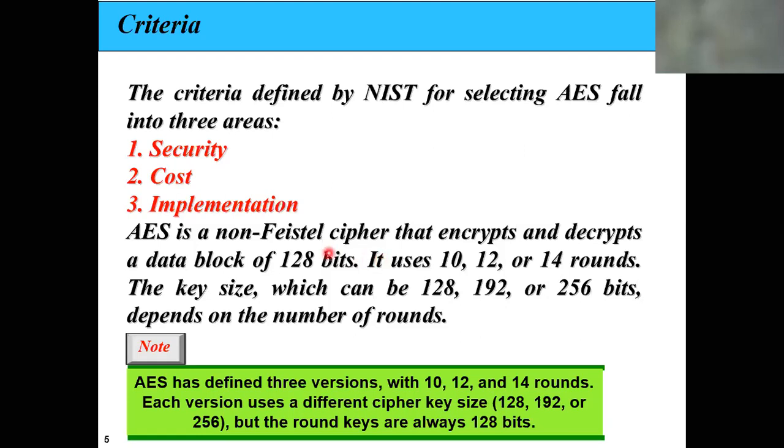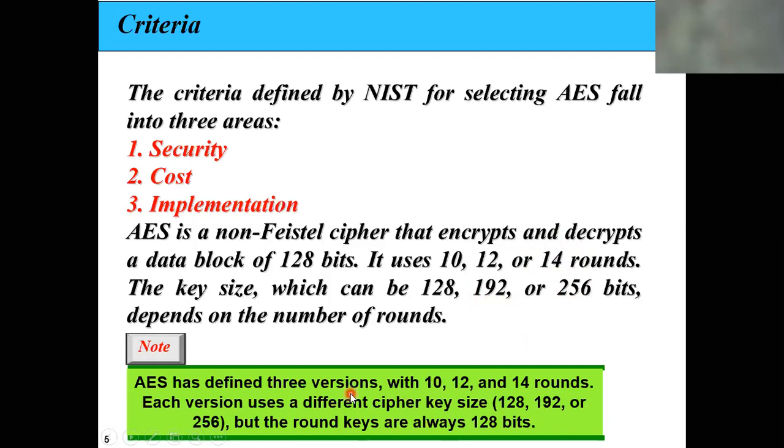Whenever we say round in AES, there are basically three versions that are quite famous. It uses 10 rounds, 12 rounds, and 14 rounds according to key size. If you use 10 rounds, your key size will be 128. If you use 12 rounds, the key length will be 192, and for 256, you will have to apply 14 rounds.